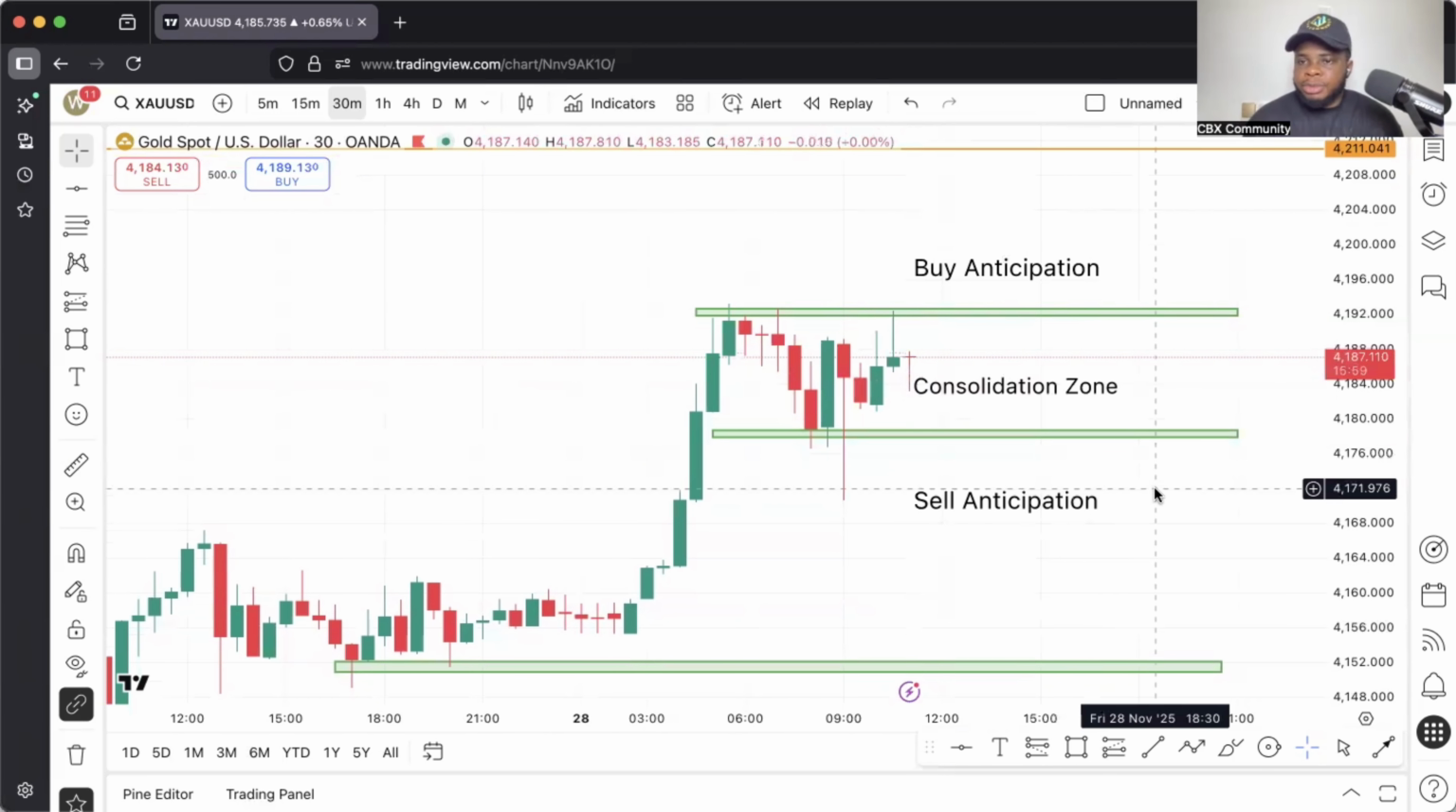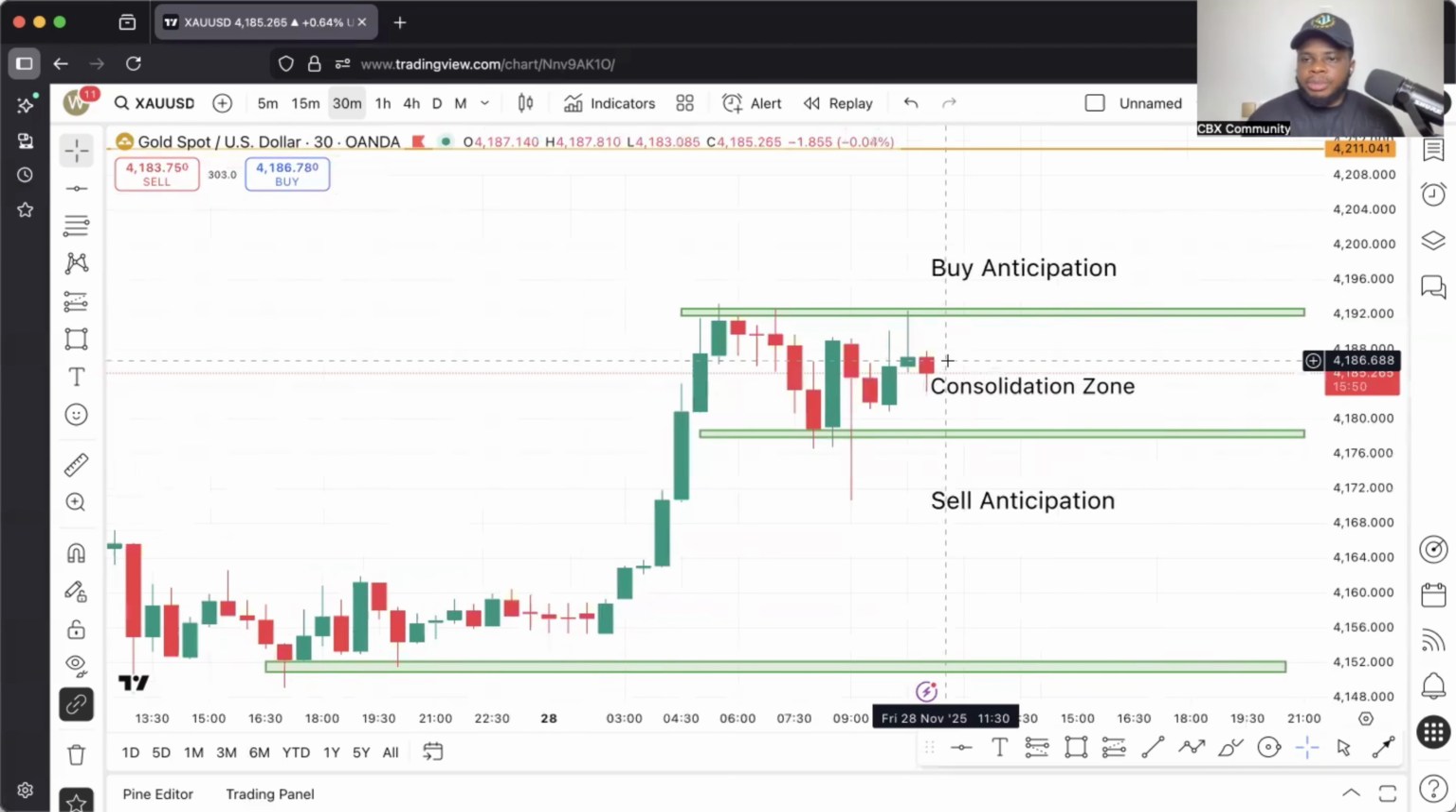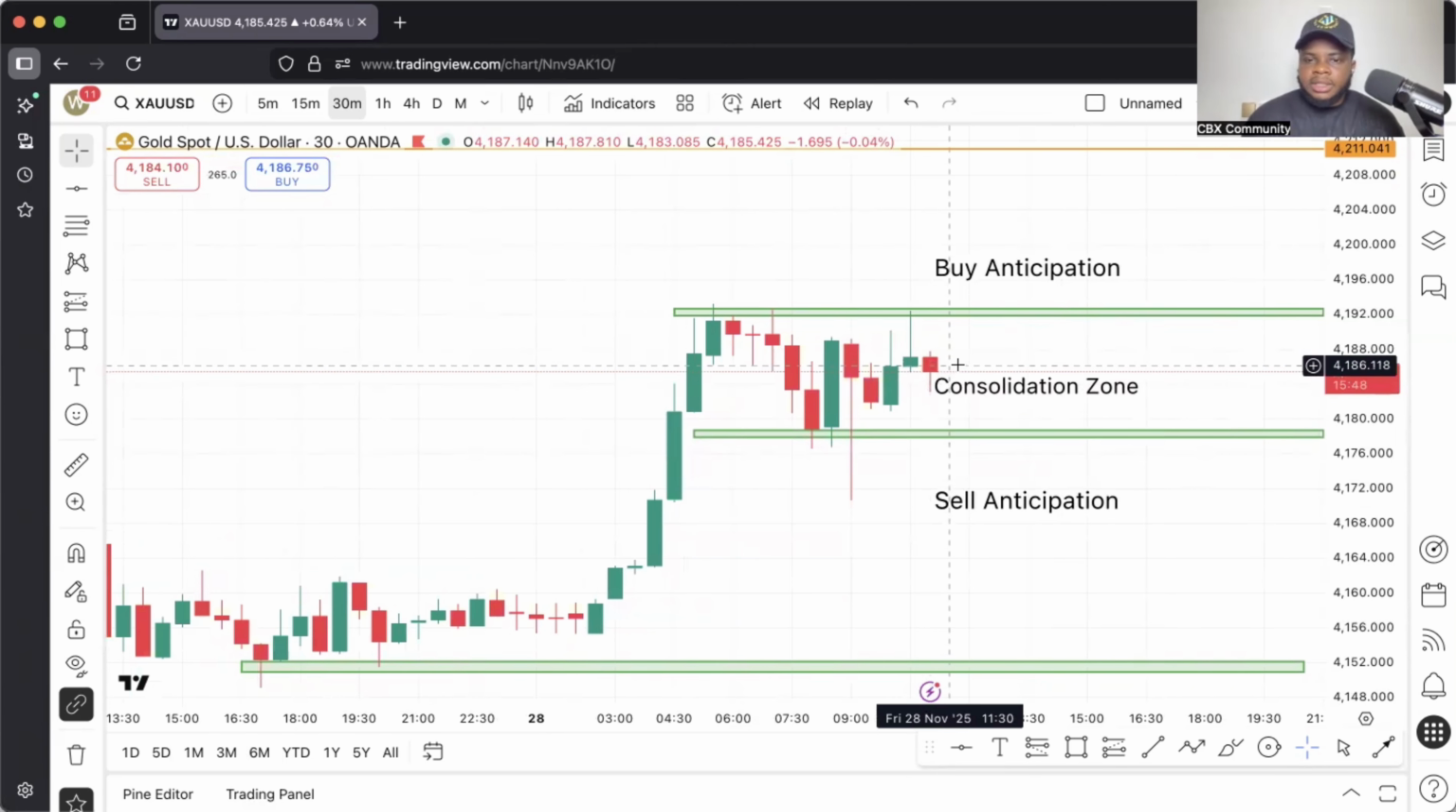So for now, let's just be patient. The recent 30 minutes candle is left with 15 minutes. And as you can see, there is volume in the market. This is London open, so we have volume in the market. So let's see how this candle will close, since this candle is left with 15 minutes.